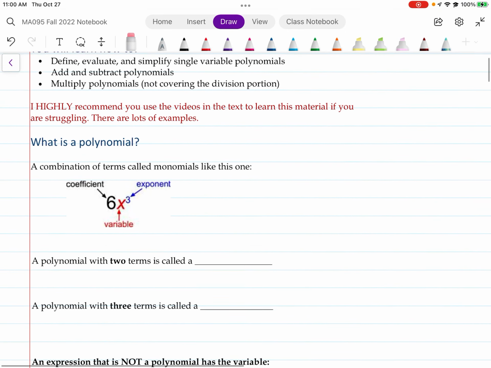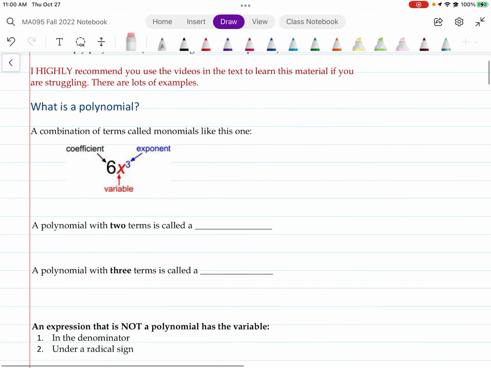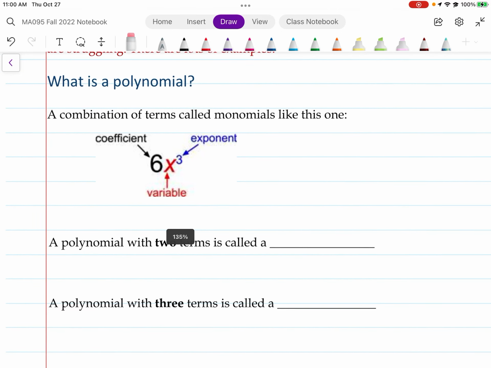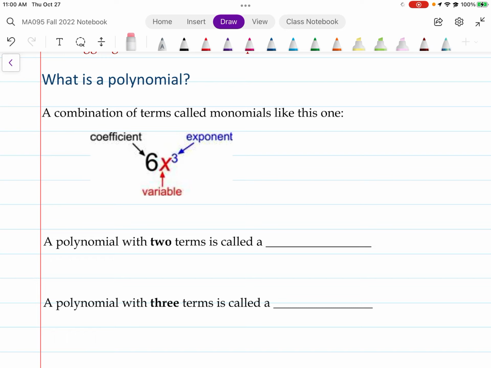All right, so what is a polynomial? A polynomial is a combination of terms called monomials, like this one. Mono means one, poly means many. So the prefix poly means many, and mono means one. So this is a monomial. The coefficient is the number in front of the variable, and there's our variable x, and the exponent is the number that's raised up on the right side.